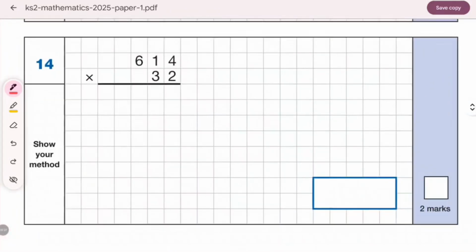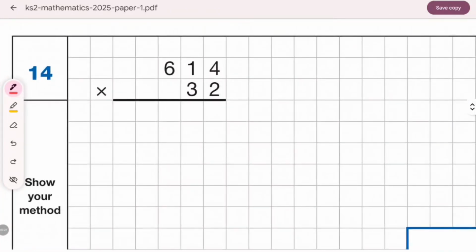In the next question, we just need to multiply 614 by 32. So first we'll multiply 2 by 4, 1 and then 6. So 2 times 4 will get 8. 2 times 1 will be 2. 2 times 6 will be 12. Okay. Now, similarly, we will multiply 3 with 4, 1 and 6.